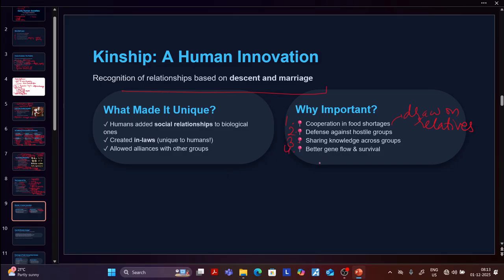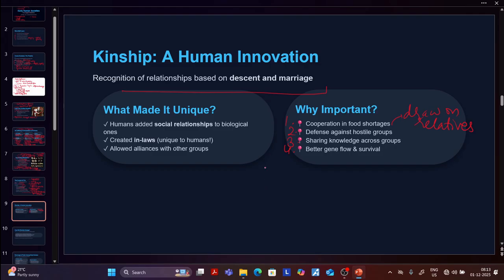Fourth, better gene flow and survival. Kinship exogamy rules, the prohibition against marrying within your group. This forces marriage outside the group. This prevents inbreeding and creates genetic diversity.